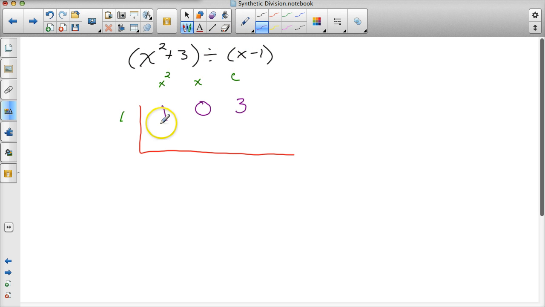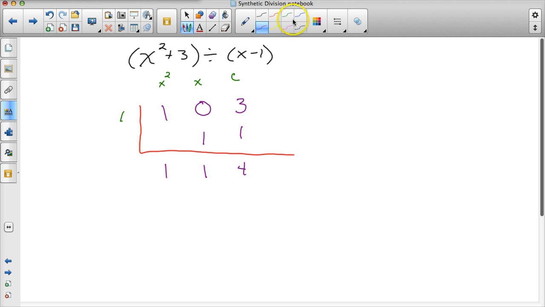Now I need to do my synthetic division. I drop my leading coefficient. I multiply by my divisor. I add to the next coefficient. I multiply by the divisor. And I add to the last coefficient. Now, I have no more to do.